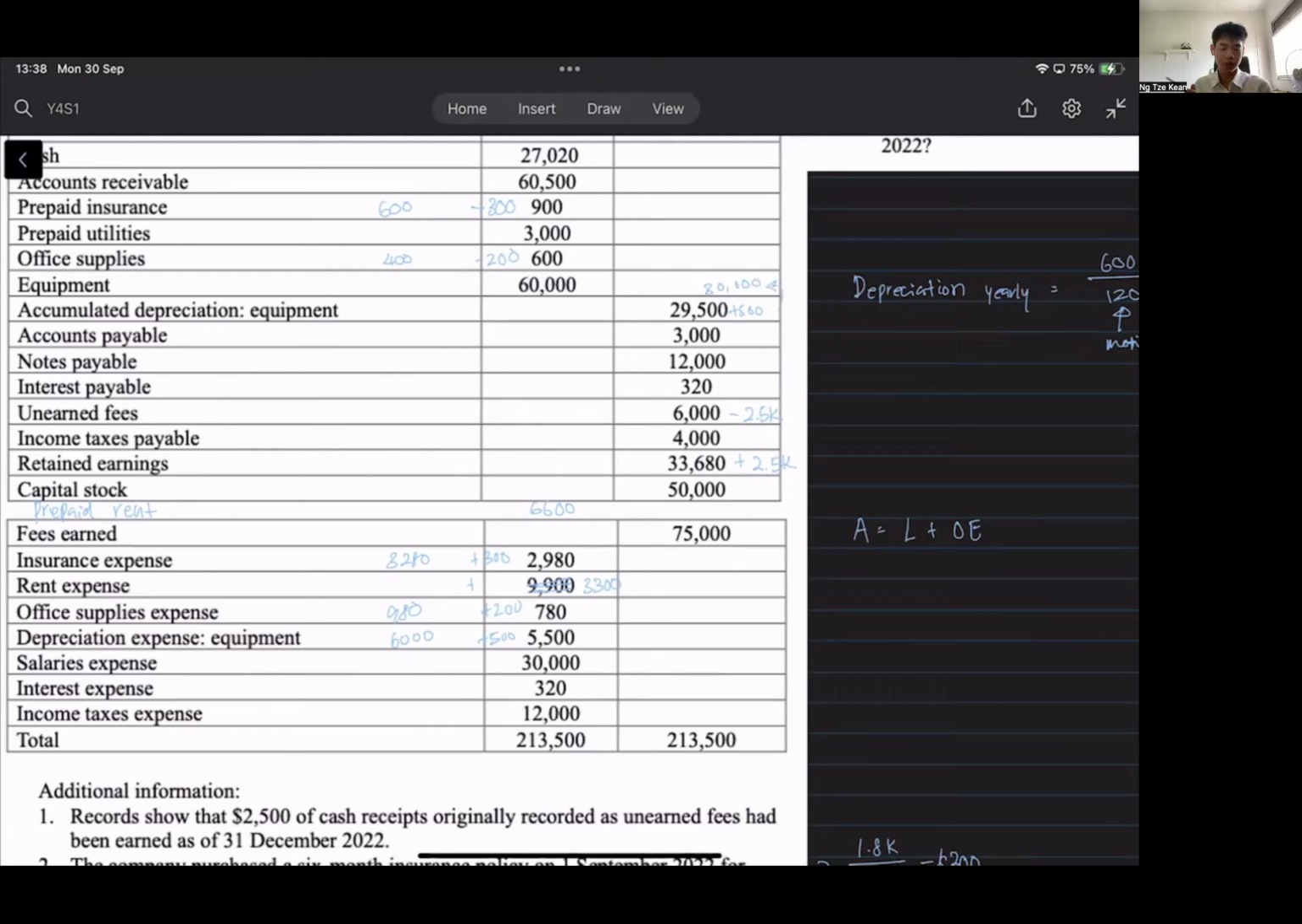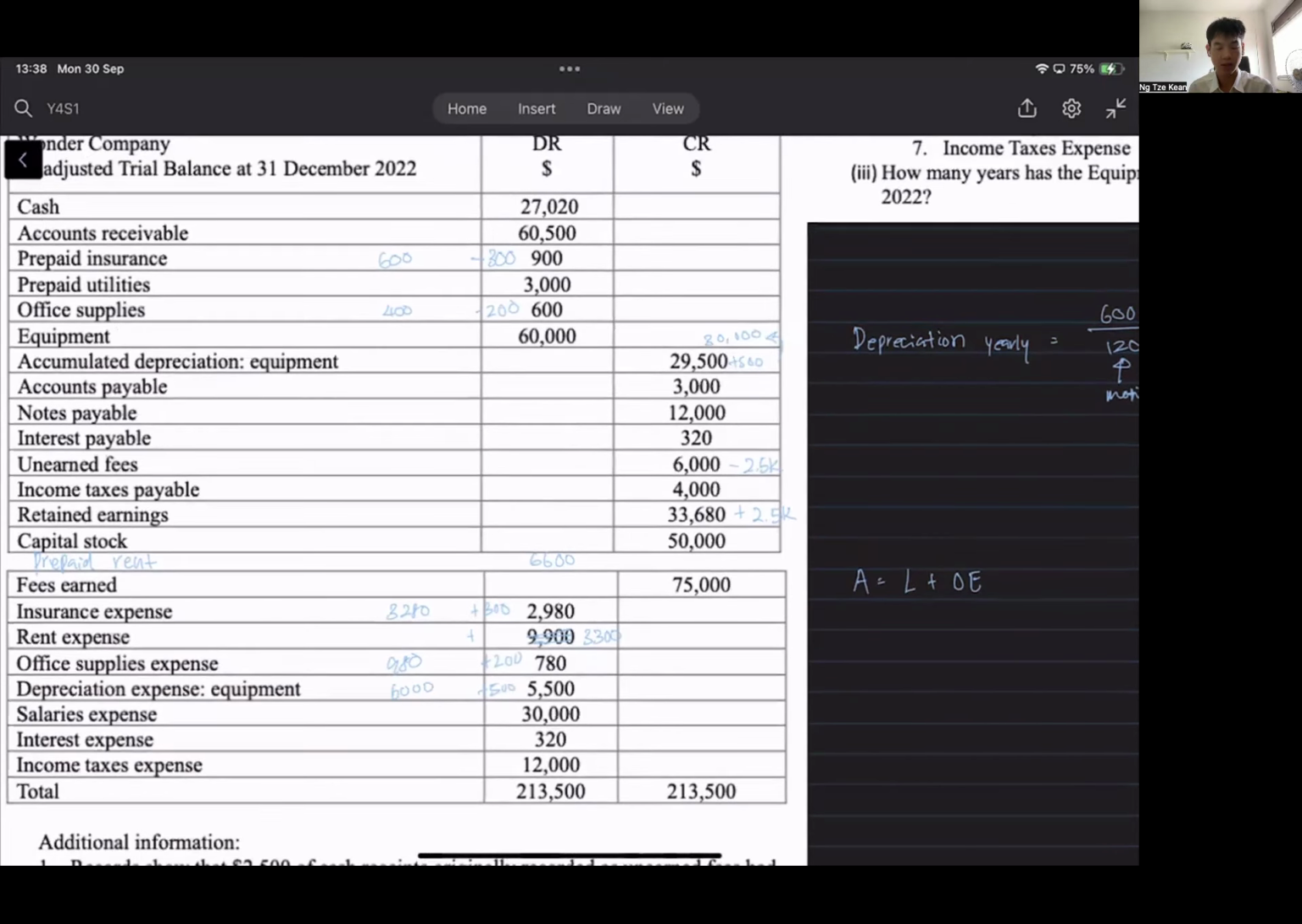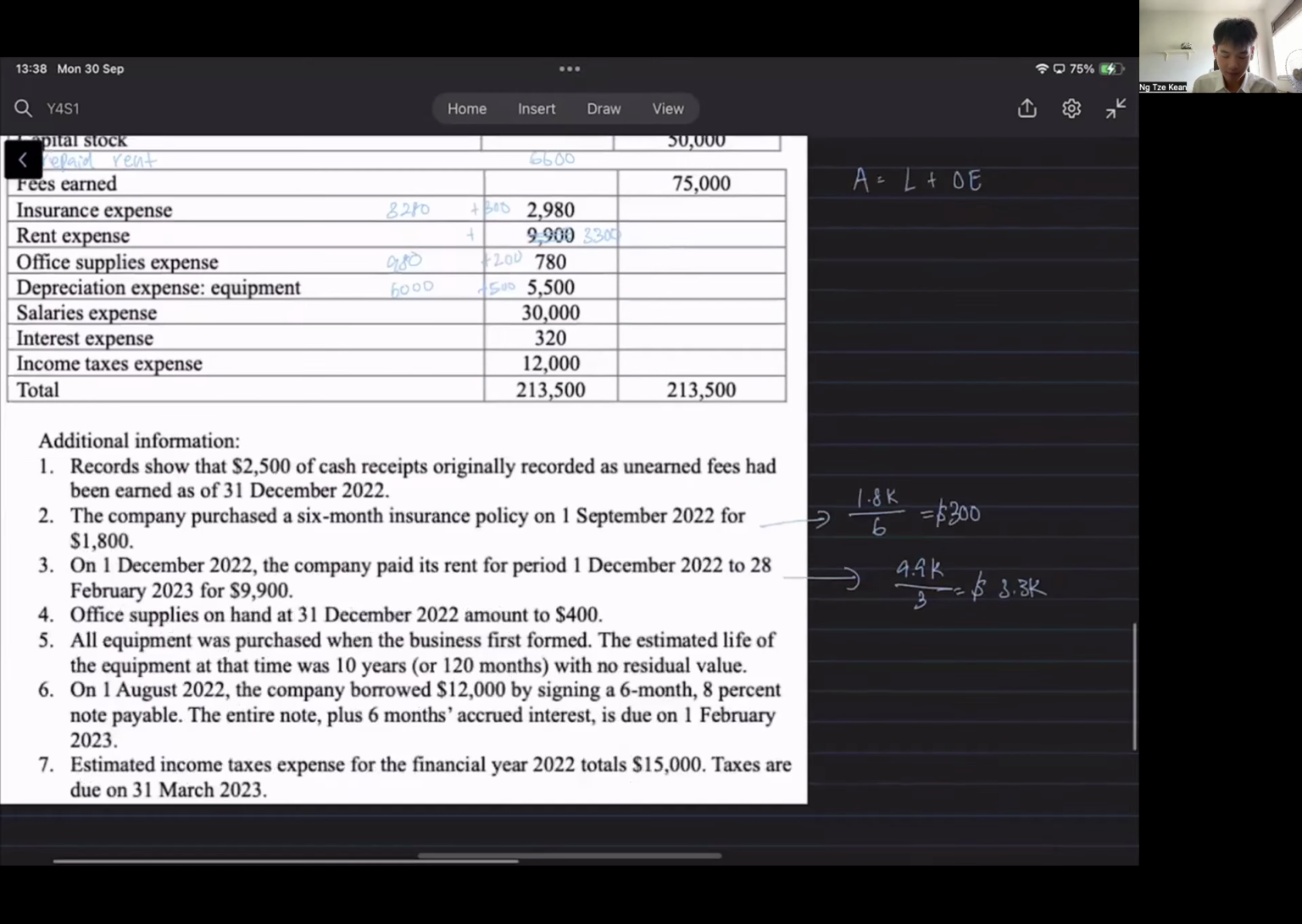So note that accumulated depreciation is a contra asset. A contra asset to equipment, meaning to increase the contra asset, you would have to credit it. Essentially the signs are reversed from your normal asset. Okay, and then we're done with the fifth point.